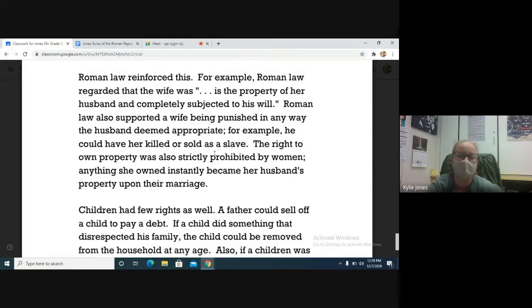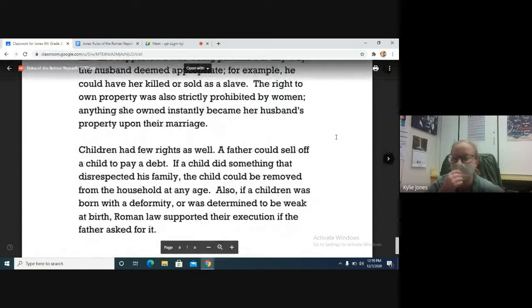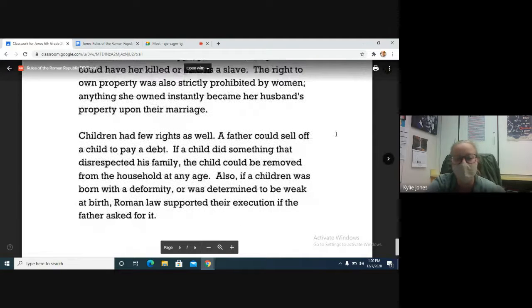If I owned a pot as a woman, and I married someone, immediately that pot would become my husband's. So any property that I owned would suddenly become my husband's because I have no rights. And then it says children had few rights as well.